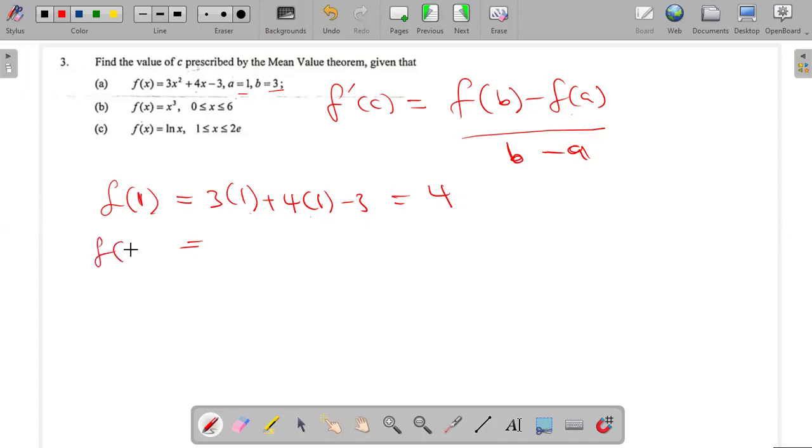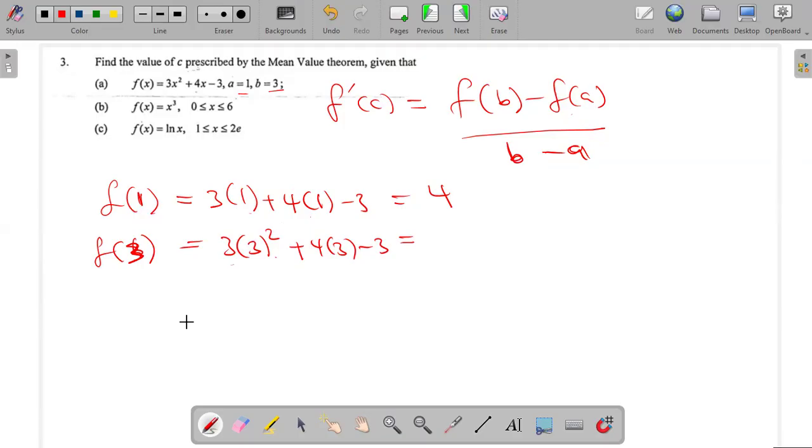Then I go to my 3 here. So that would be 3 to the power 2, plus 4 multiplied by 3 minus 3. So what does this give me? 3 to the power 2 is just 9, and 9 multiplied by 3 gives me 27.